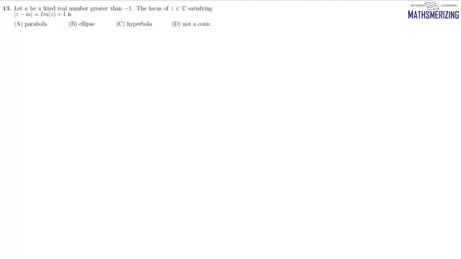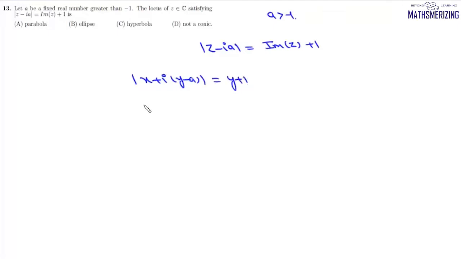Now question number 13 is, let a be a fixed real number greater than -1. So a is greater than -1. We need to find the locus of z. Z is such that mod of z minus iota a is equal to Im z plus 1. Now we'll take z as x plus iota y. So it will be mod of x plus iota (y minus a), and it will be equal to y plus 1.